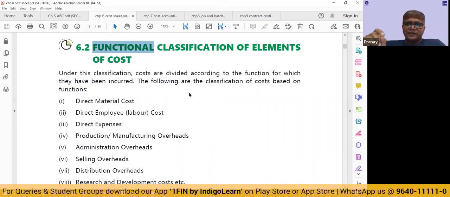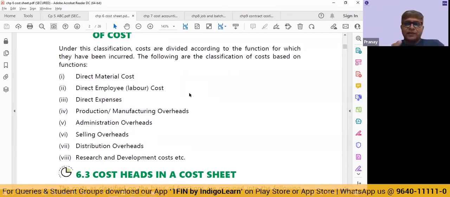So the idea here is anything relating to production should in a way go to my value of closing stock, either at the raw material stage or the WIP stage or finished goods stage. Everything else should get debited directly to the P&L. So that is why we have cost of production, then we have cost of goods sold and cost of sales. So only the cost of production gets transferred to the next year in respect of closing stock.